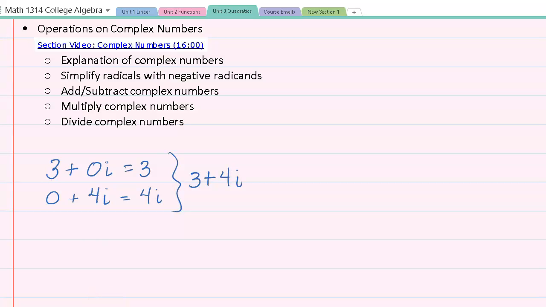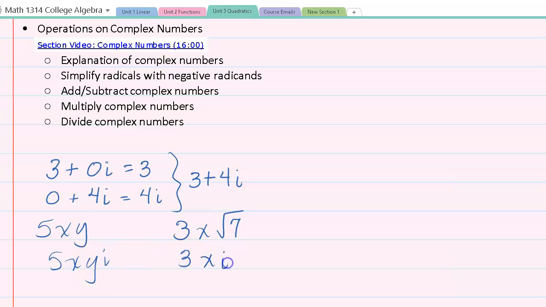One more note I want to mention is what I call the parade of pretty numbers. Let's write some examples of numbers and terms, such as 5xy and 3x times the square root of 7. If these numbers were imaginary, I would write 5xyi and 3xi times the square root of 7. Notice that we write letters in alphabetical order except when we have the imaginary unit i.